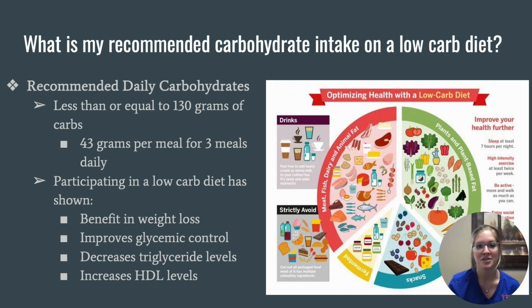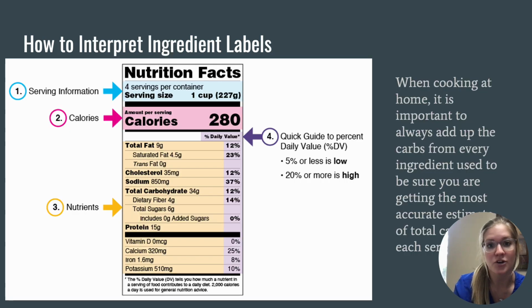So, what is your recommended carbohydrate intake on a low carb diet? Your recommended daily intake of carbohydrates is about 130 grams of carbs per day. This averages out to be about 43 grams per meal if you eat 3 meals a day. Participating in a low carb diet has shown a benefit in weight loss. It can improve your blood sugar control. It decreases triglyceride levels, which is like the fat in your body, and it increases HDL levels, which is like your good cholesterol.